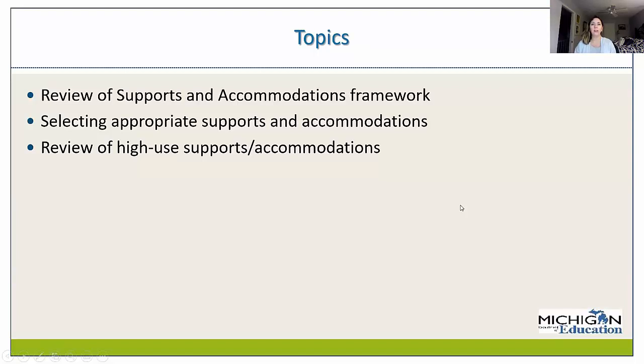What we're going to do today is review our Supports and Accommodations framework. We'll talk about how you go about selecting appropriate supports and accommodations for your students who might be deaf or hard of hearing. And within doing that, we will be reviewing many of the high-use supports and accommodations for that particular student group.